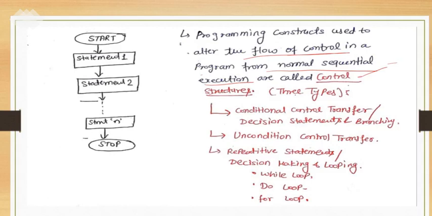Control structures are of three types. How can you control the normal sequential execution of the program? First is conditional control transfer, also known as decision statements and branching. You make some decision, and on the basis of those decisions you branch the statements. Next is unconditional control transfer, where you transfer the control unconditionally, unlike the first type where you transfer it conditionally. Next is repetitive statements, that is looping. There are three types of loop that we will discuss further.